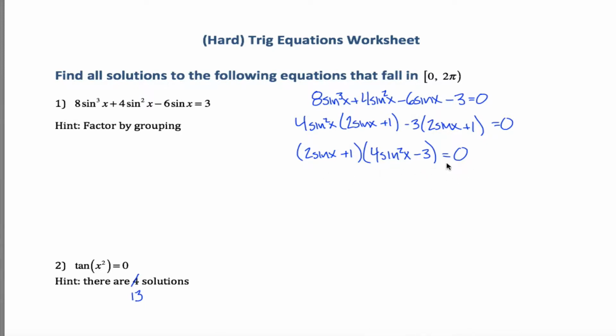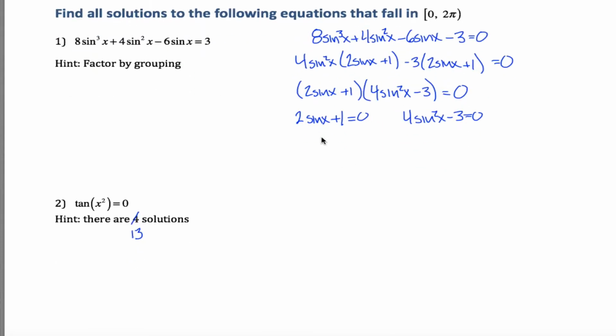And the nice thing about whenever you have a product equal to 0, the only way you can multiply together 2 things and get 0 is if one of those 2 things are 0. In other words, I can conclude that either 2 sine of x plus 1 equals 0 or 4 sine squared x minus 3 equals 0. And these 2 equations individually will be a lot easier to solve than this original one that I had over here. To solve this one, just subtract 1 from both sides of the equation and then divide by 2. And so you get that sine of x equals negative 1/2.